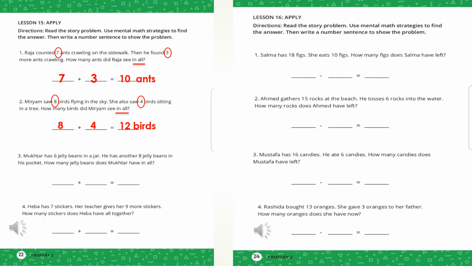So we will subtract 18 and 10. Can we write 10 minus 18? No, we must put the big number first, which is 18. So 18 minus 10 equal? We studied this in adding and subtracting 10. Yeah, 18 minus 10 equal 8. 8 what? 8 books, 8 pencils, 8 birds, 8 what? 8 figs. Okay, let's move to number 4.